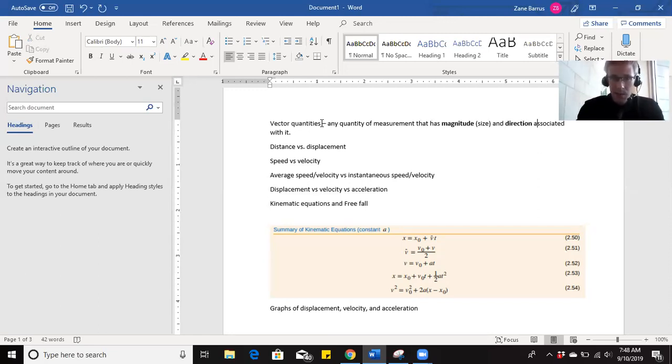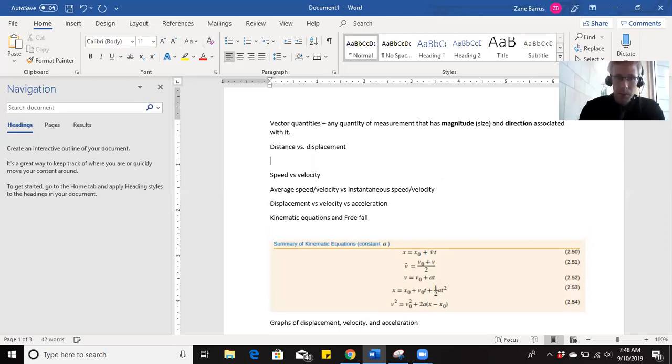Okay, so let's talk about some examples of this. I'm going to go down to my next bullet point here. So the first thing we're going to talk about in this topic is distance versus displacement. Now you already know what distance means. You've known that forever since you were a little kid. So distance is basically how far something has traveled in a given amount of time. Displacement, however, is a vector quantity.